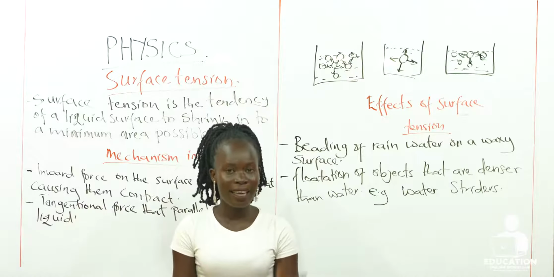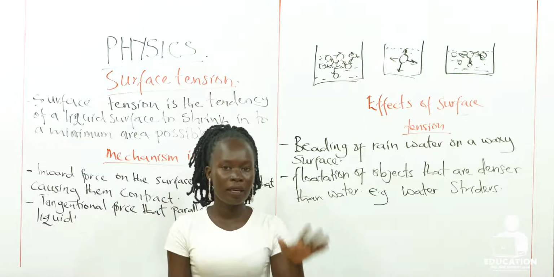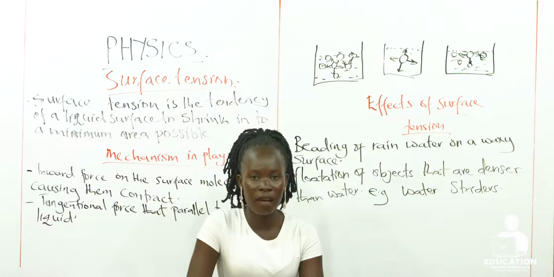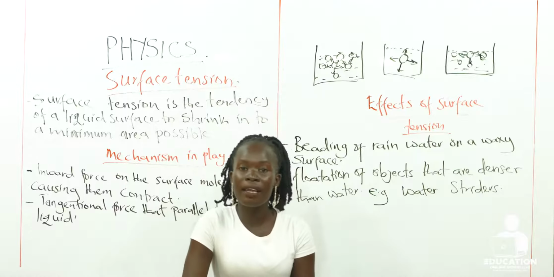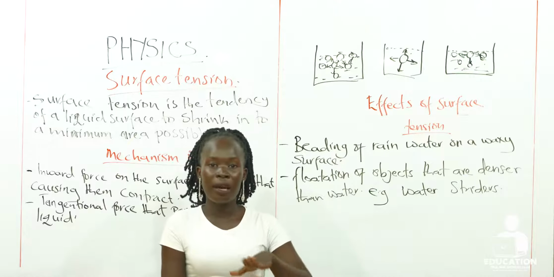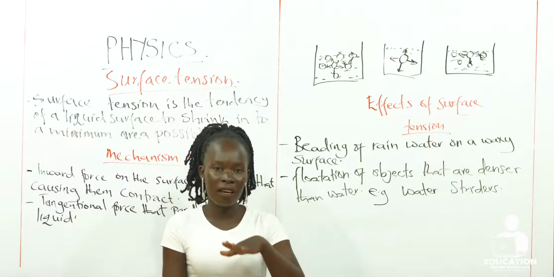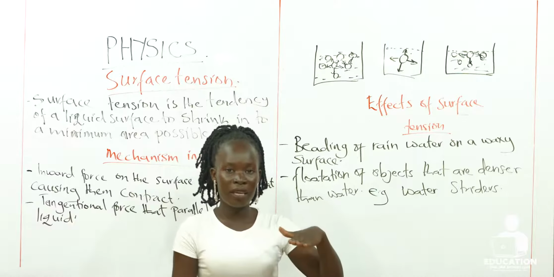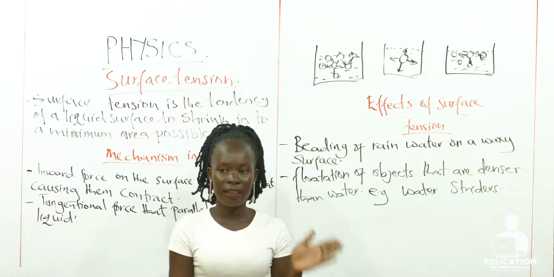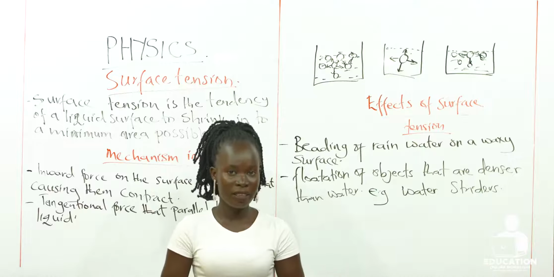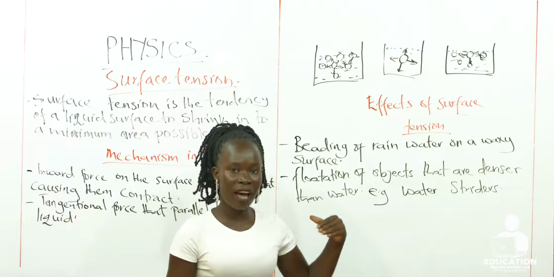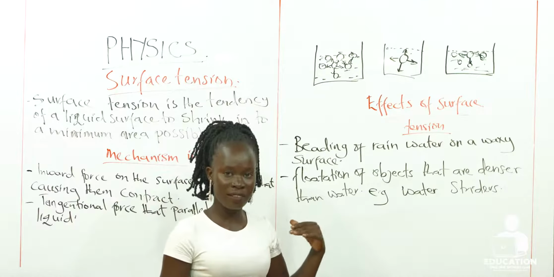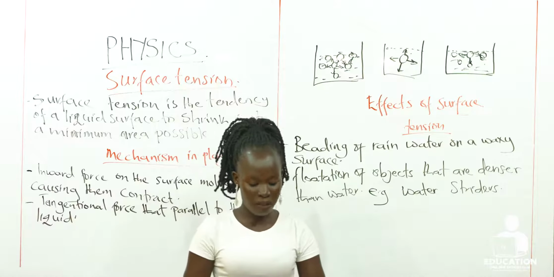You'll find out that this tissue paper will sink to the bottom of the basin, but the pin will remain at the surface, even though the pin is much denser than the tissue paper. You'll see that happening. That is because of the surface tension, the elasticity of the surface of the liquid.